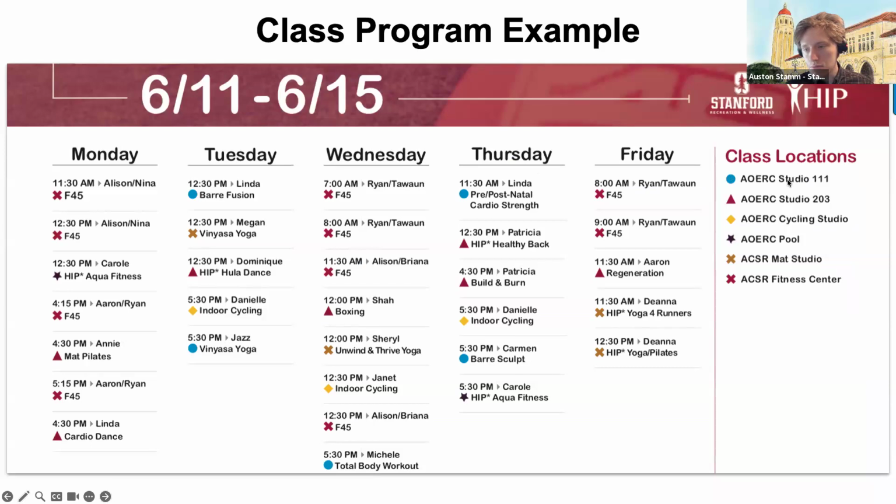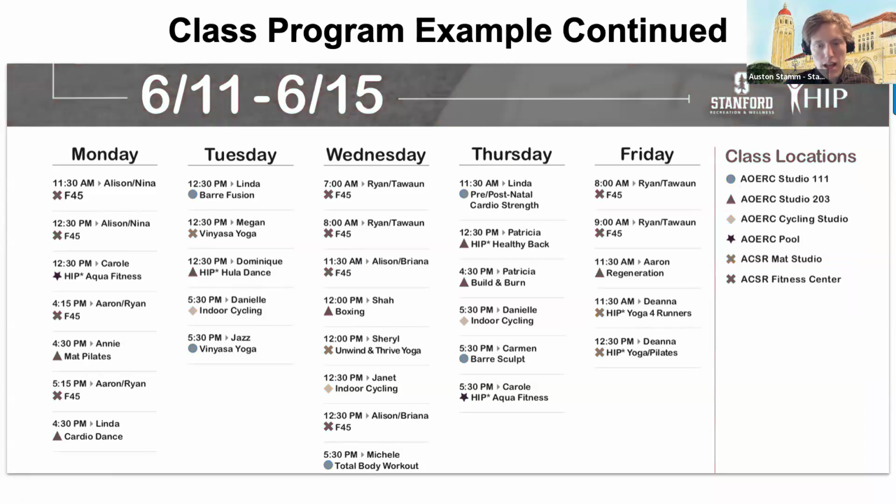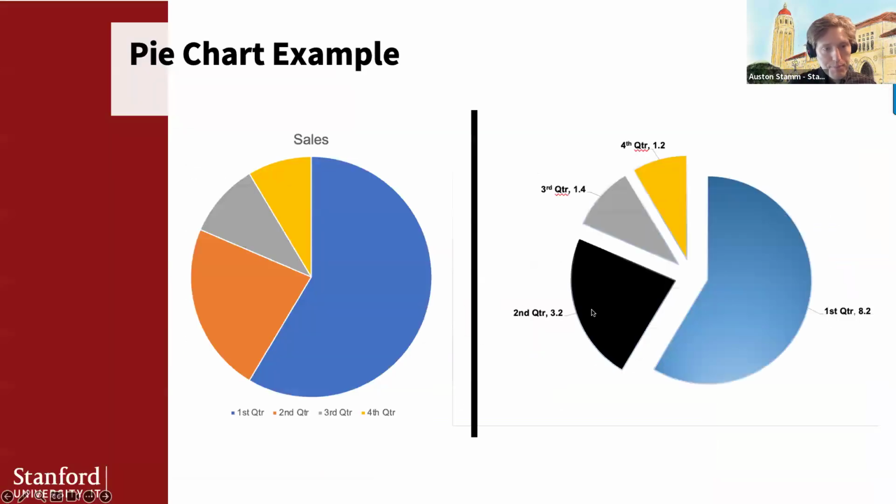Looking at this example of a class program, we have symbols, so the circle is blue, but it's also a circle, so it's different than this triangle, which I think is red. So you can tell these are different colors and there are different symbols, which helps. But if someone has some type of color blindness, looking at the Mat Studio and Fitness Center, they're both using the same symbol, an X. So in this case, that would be difficult to distinguish which one is which.